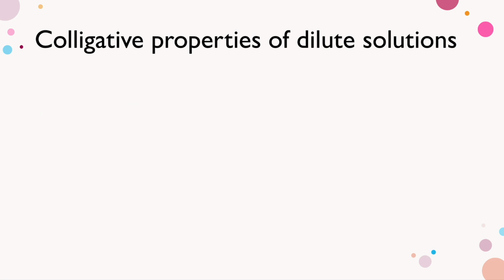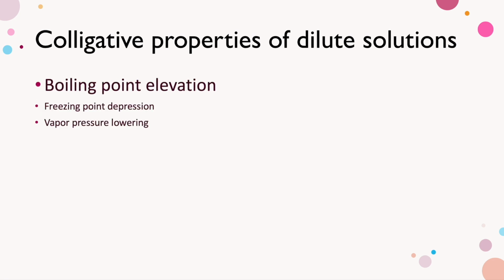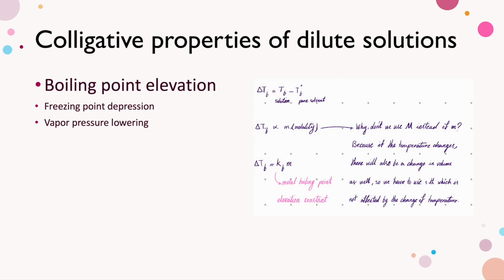First of them that we're going to talk about is boiling point elevation. Basically, addition of a non-volatile solute to a solvent makes the boiling point of the solution higher than that of the solvent alone. As you can see here, this is the formula that you can use in related questions. And as you can see here, the change of temperature is proportional to the molality.